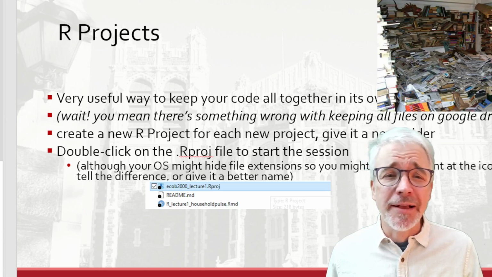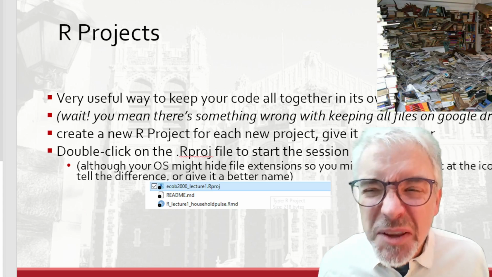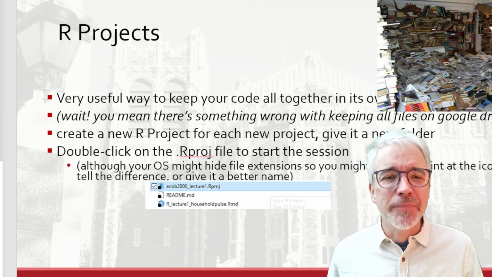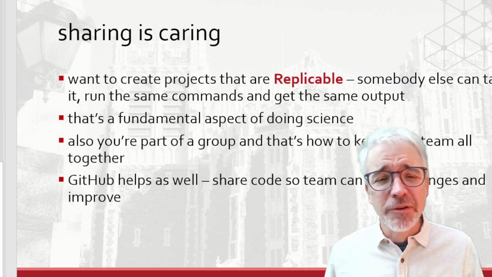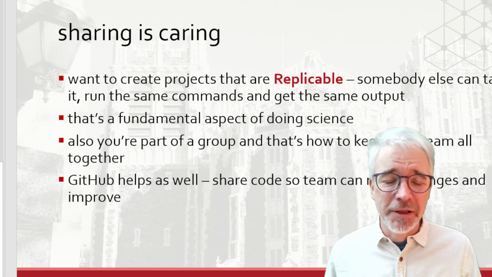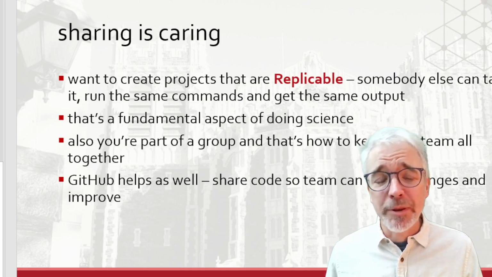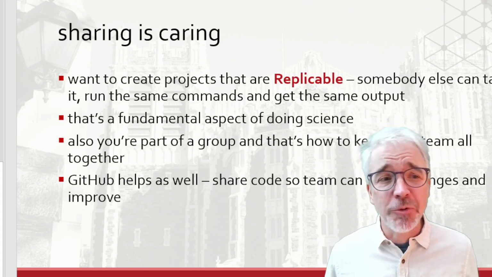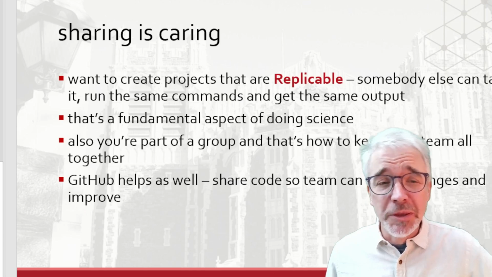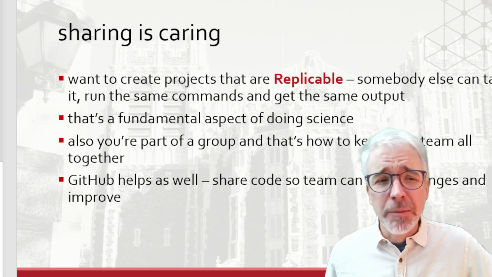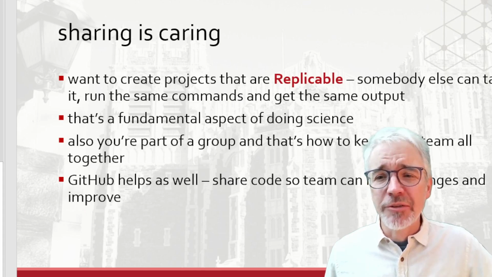Now, your operating system might hide the file extension. You might have to squint to discover what exactly is the icon, which one is which, or you just give it a good name. But you double-click on that file to bring up RStudio, and everything is in the right place right from the beginning. Because one of the things when we're doing data is sharing is caring, right? We're going to be sharing our projects because we want to have projects that are replicable. That's a fundamental principle of how science is done. Somebody else should be able to take your file, run the same commands, and get the same output. That idea of replicability is a fundamental aspect of doing science right.